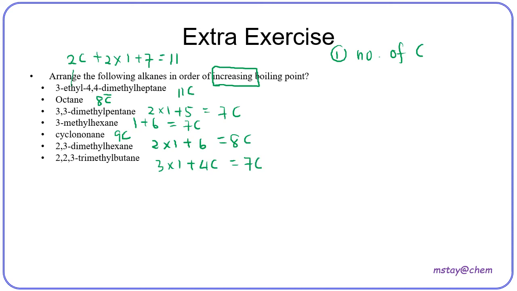So basically we know that the lowest boiling point compound is the one with the lowest number of carbon, which is 7 carbon. In this case we notice there are 3 compounds with 7 carbon. The first one has 3 substituents, and then 1 substituent and 2 substituents. So the number of carbon is similar, so we look at the number of branches.